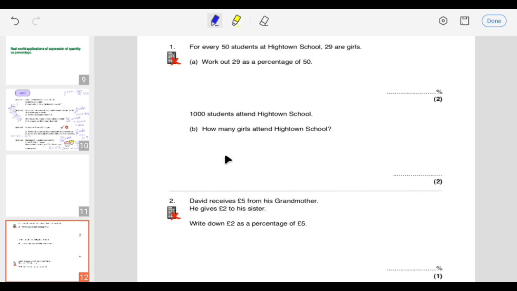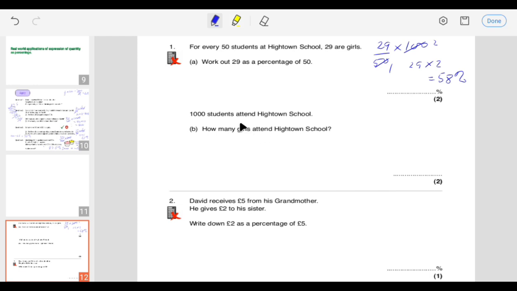The next question says, for every 50 students at I-Town School, 29 are girls. Work out 29 as a percentage of 50. So the part is 29, the whole is 50. Say times 100. 50 here is 1, 100 here is 2. So we're going to be having 29 times 2. And 29 times 2, that will give us 8, 2 times 2 is 4, that's 58. So 58% are girls.